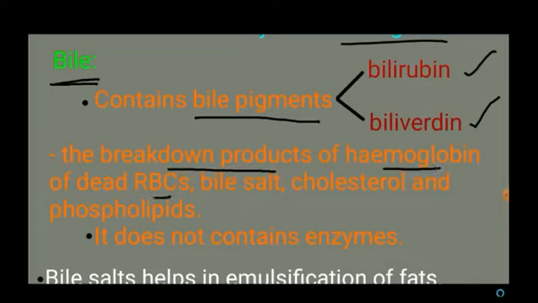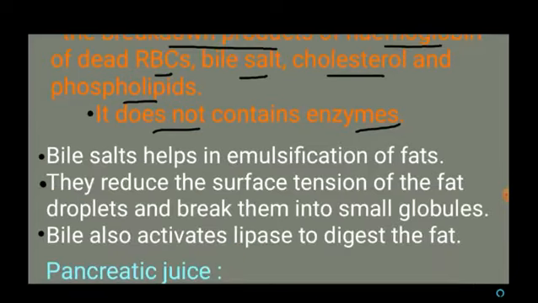And then the bile juice possesses bile salt, cholesterol and phospholipids. So there is no enzyme in the bile juice. So in the bile juice the enzymes are absent. So what are the functions of bile juice? Here the bile salts present in the bile juice help in emulsification of fats.